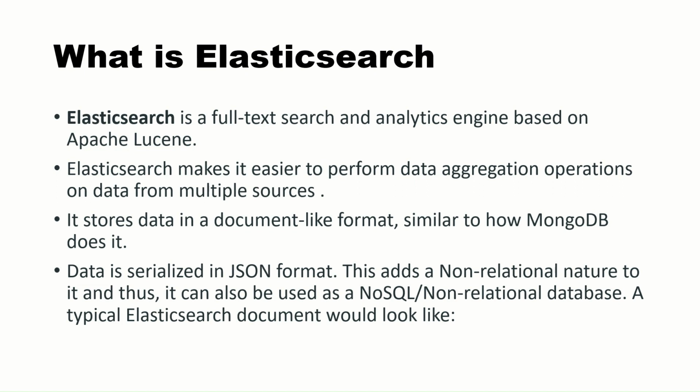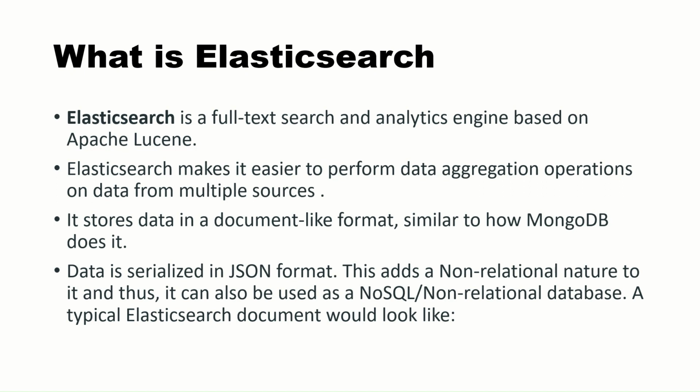Okay, coming to the next point, Elasticsearch makes it easier to perform data aggregation operations on data from multiple sources. Let's say you have two databases, MySQL and PostgreSQL, and you want to sort or filter some data from both of the databases, then you need to perform the search operation on both of the databases separately. But using Elasticsearch, you can combine both sources and filter out the records from both of them. So it helps us to perform data aggregation operations on data from multiple sources.